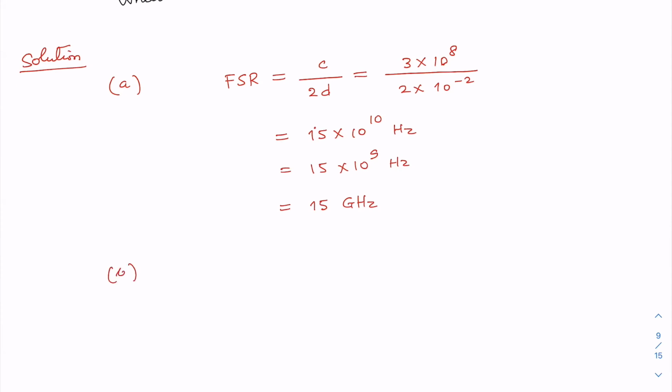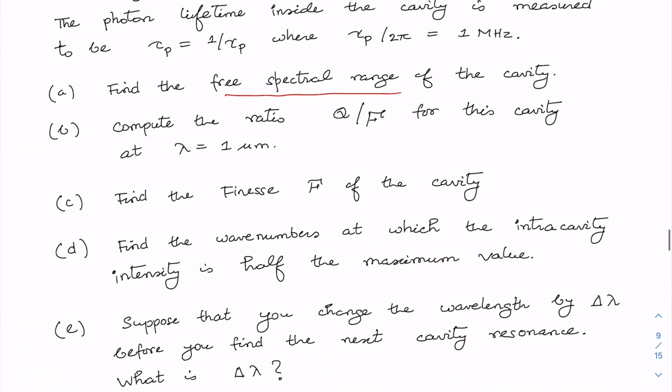Okay, now let me go to the second part. In part B, you are asked to compute the ratio of Q by F, that is the quality factor by finesse. This ratio you have to calculate for this cavity at the wavelength lambda equal to 1 micrometer.